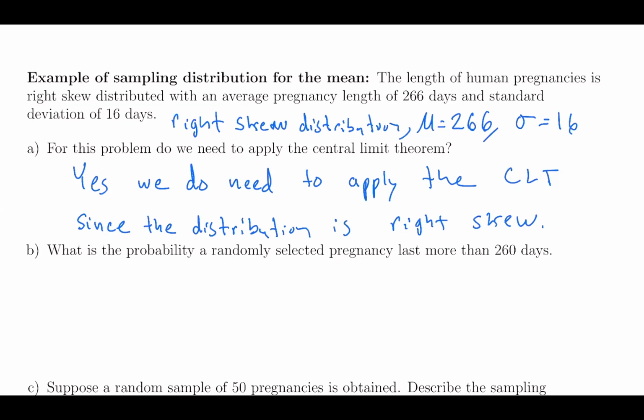The key thing here is a randomly selected pregnancy. That usually means just one person was randomly selected. If they had said, what is the probability that 5 randomly selected pregnancies or 20 randomly selected pregnancies... But for this one, it said a randomly selected pregnancy. They're telling us that n is equal to 1. All right, so if n is equal to 1, is our sample size big enough? For this one, can I use the CLT to say that this is approximately normal?